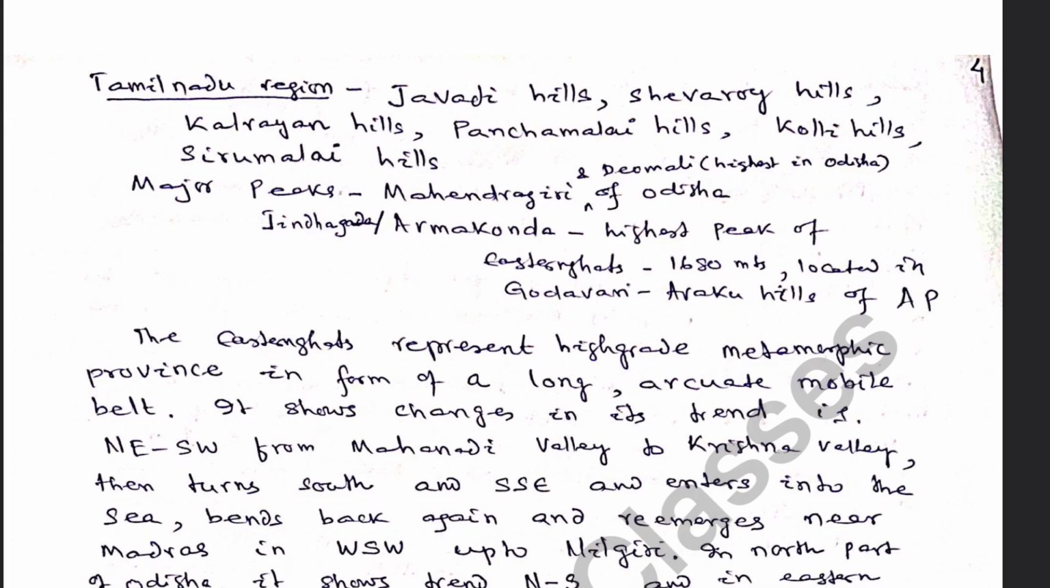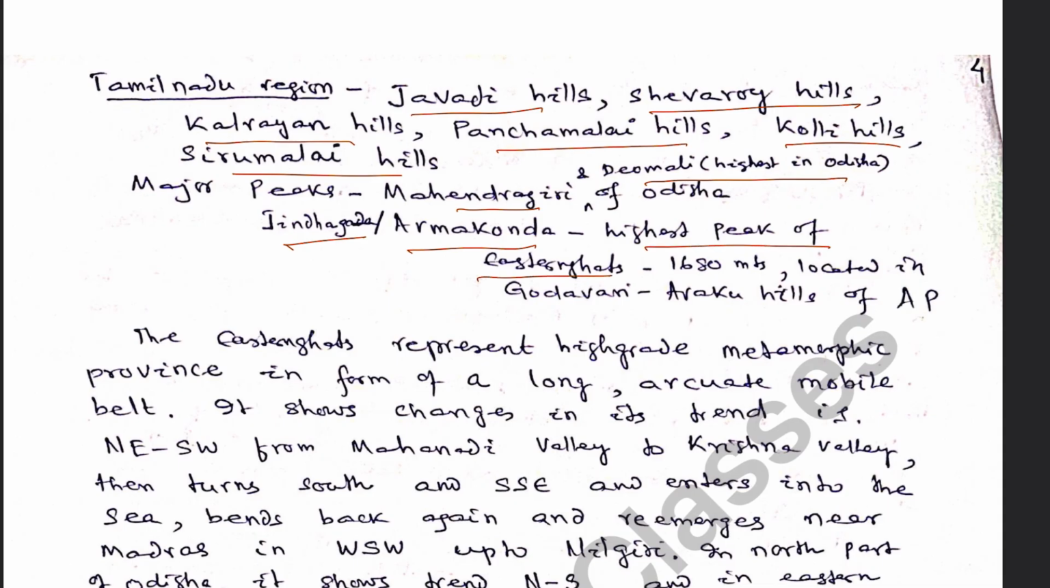And in Tamil Nadu region, there are Javadi Hills, Sevara Hills, Kalrayan Hills, Panchamalai Hills, Kolli Hills, and Shervaroy Hills, with the major peak Mahendragiri of Odisha, with Deomali as the highest peak in Odisha. Then Jindhagada or Armakonda is the highest peak of Eastern Ghats, having a height of 1680 meters, located in the Godavari Araku hills of Andhra Pradesh. So Eastern Ghats represent the hill ranges in Odisha, Andhra Pradesh and Tamil Nadu region.